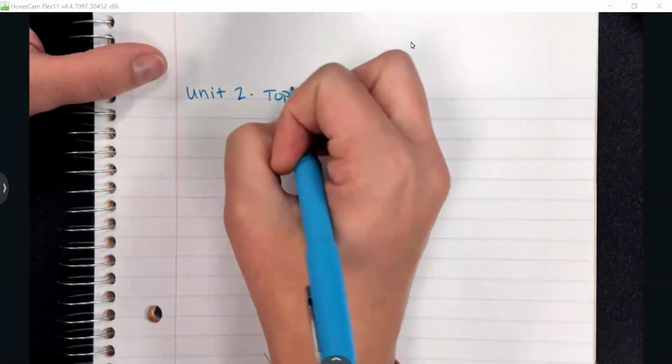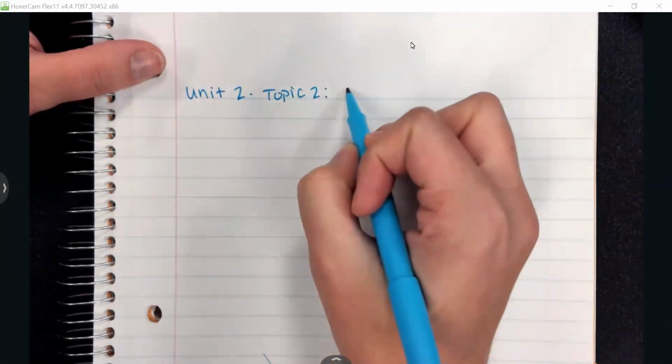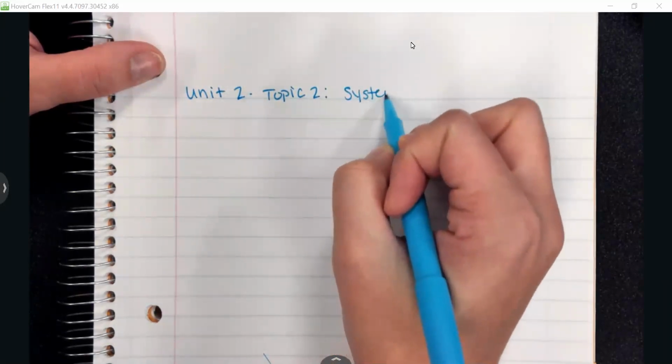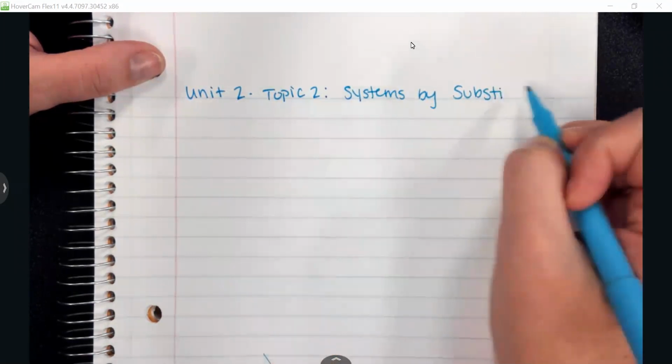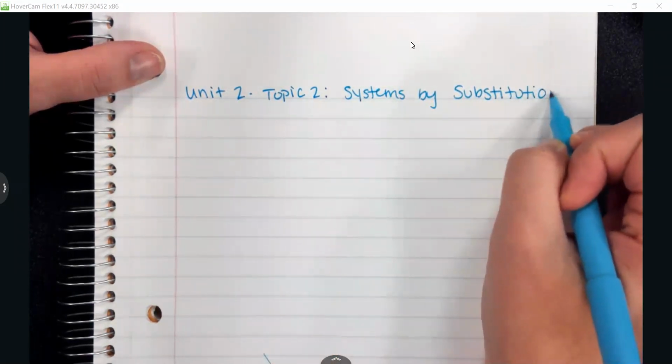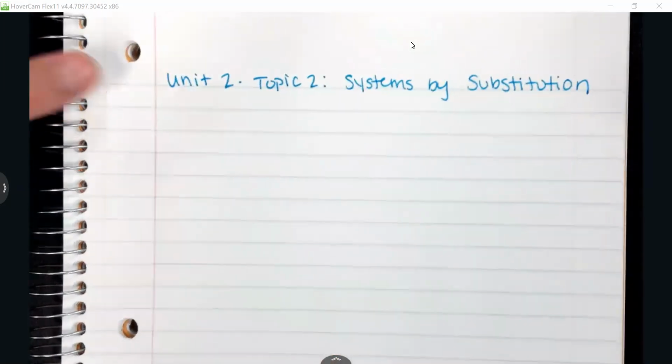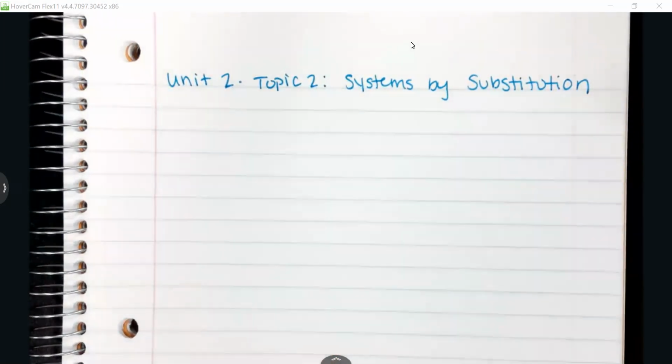All right. This is going to be Unit 2, Topic 2. And we are doing systems by substitution. You have to read the words on your test. If it says by graphing, you have to graph. If it says substitution, you have to show me work. There will be test questions you have to physically write out with your stylus the answers and the work, okay?